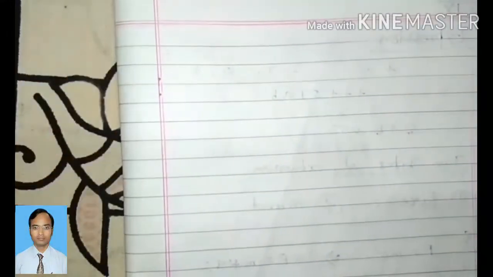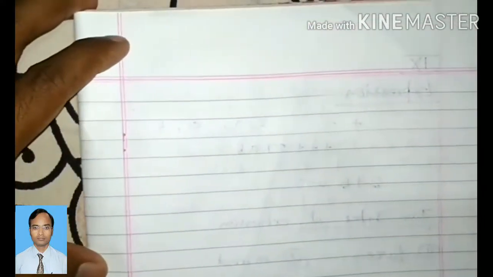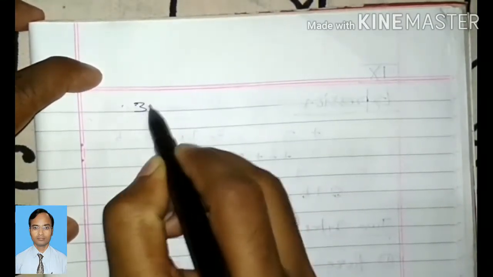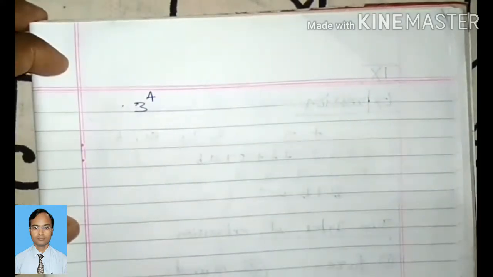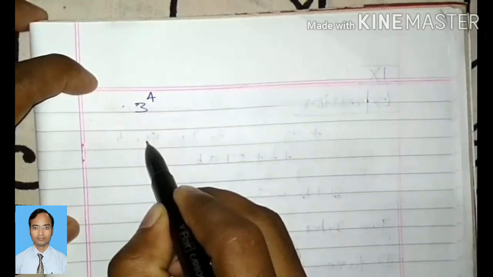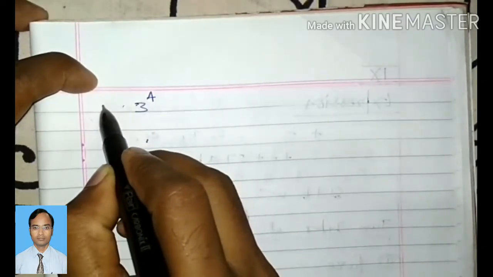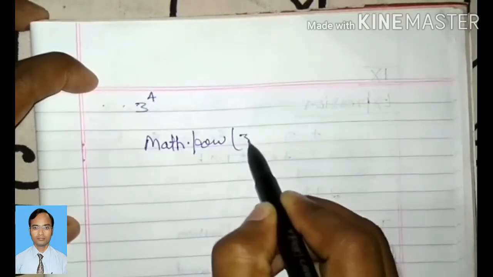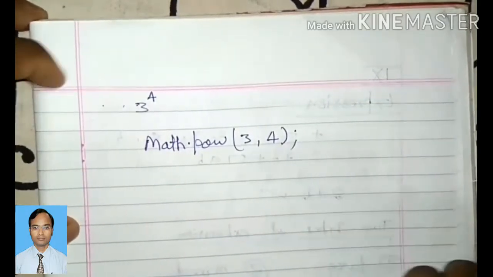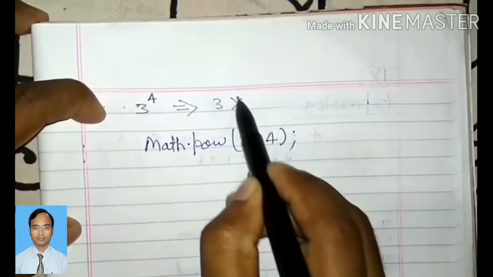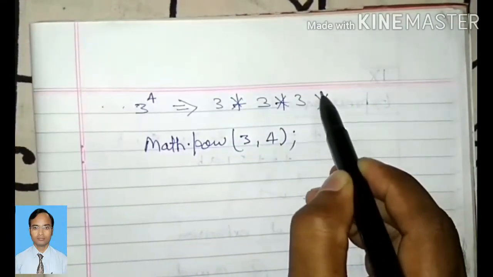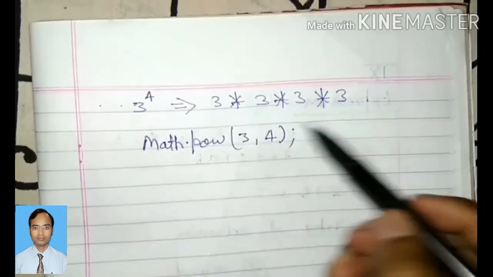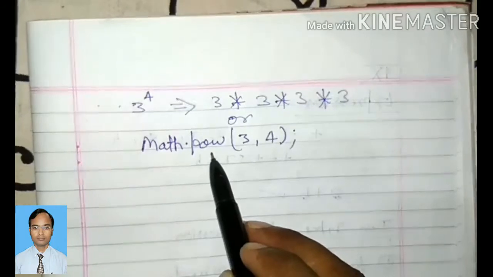Okay, suppose I want to calculate 3 to the power 4. Then we can calculate it like this: math dot pow, base is here and power is here. Okay, you can directly calculate this like this: 3 into 3 into 3 into 3, multiplying 4 times, or you can use the math function math.pow 3 comma 4.